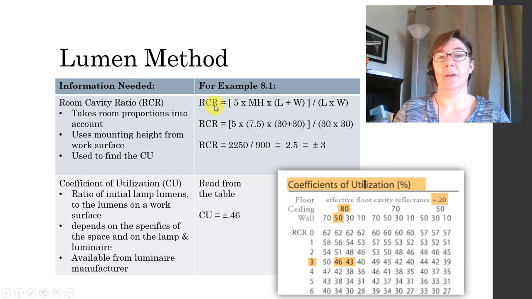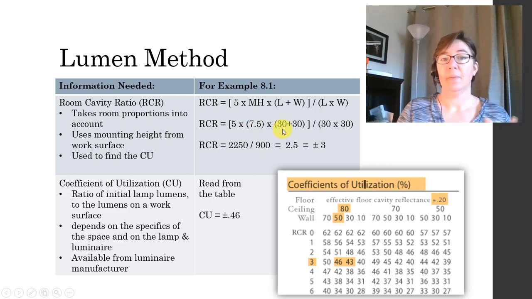So the formula for RCR is 5 times the mounting height times the length plus the width. Make sure you got it plus, in addition, right here. I was very confused for a while. I couldn't make these numbers turn out until I realized that that was indeed an addition right there. And then you take that piece and divide it by the area of the room, or the length times the width of the room.